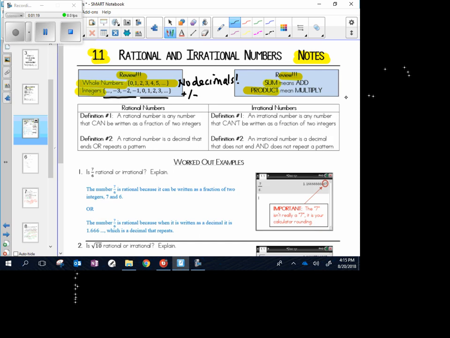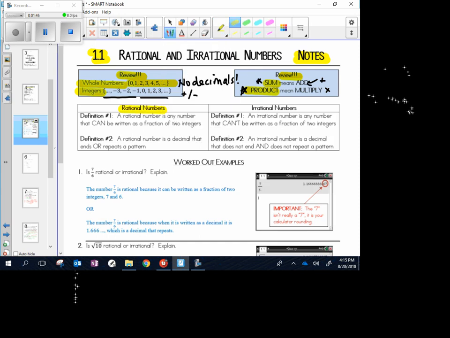The other words to think about that we need for today are sum and product. Sum means add, so it's the result that you get when you add two numbers together. Product means multiply, the result that you get when you multiply two numbers together. So add or multiply. Sum, add, product, multiply. So today we're going to find out the difference between irrational and rational numbers.